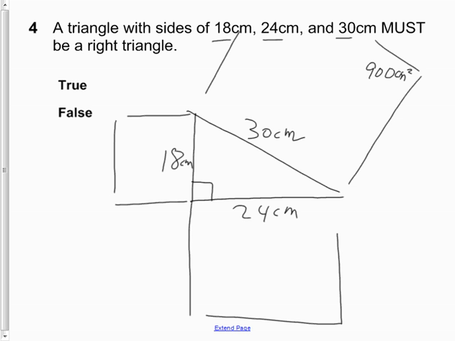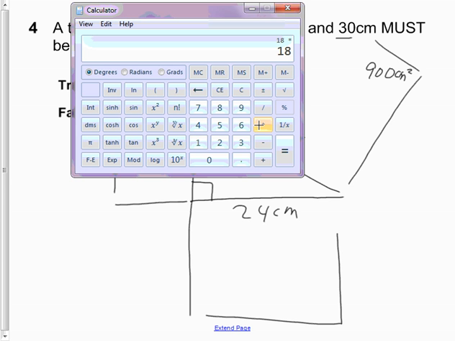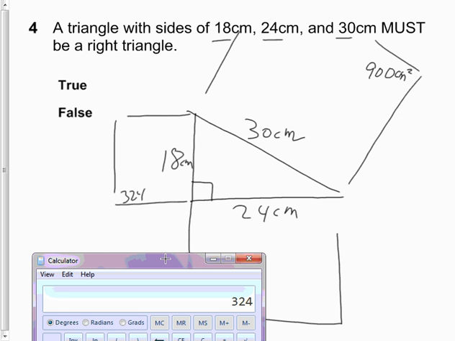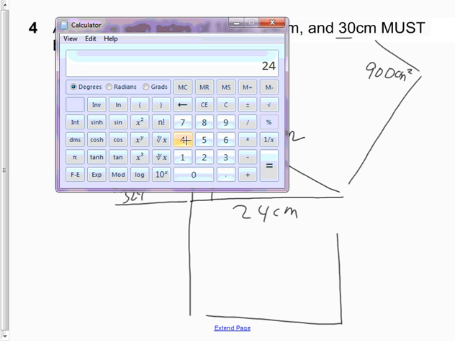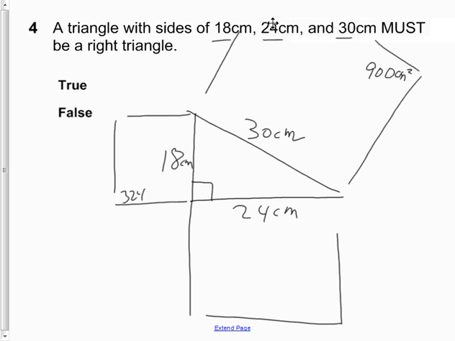I better get my calculator. Sometimes I don't know things. 18 times 18 is 324. See, I knew what it was. I'll just keep that up there. This is 324. And the other one is 24 squared. Here's my x squared button, is 576.